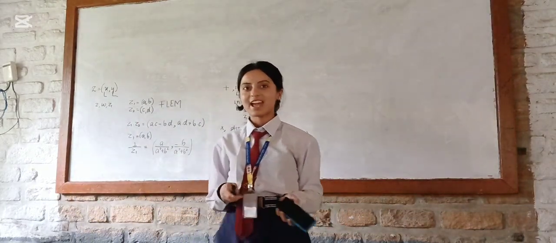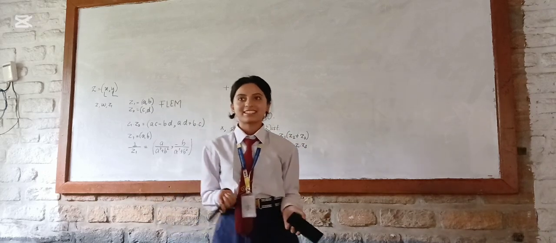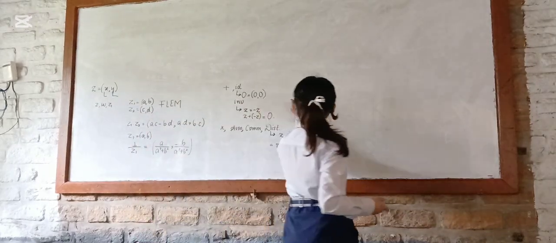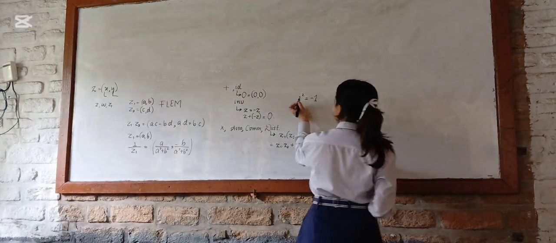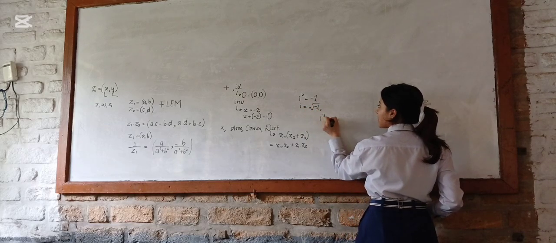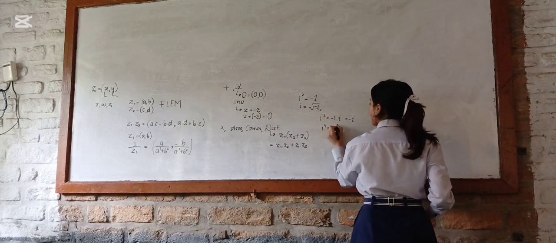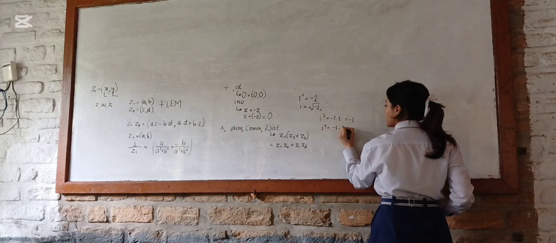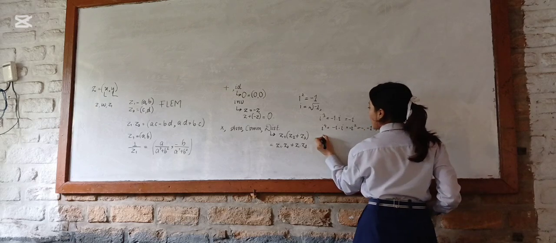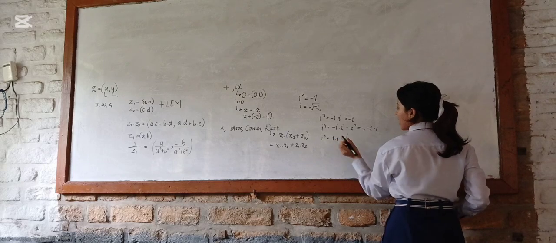The imaginary unit is a complex number which has real part 0 and imaginary part 1. It is denoted by i and it is read as iota. The powers of i are: i squared equals -1, so that i is root under -1. i cubed is -1 into i, which is -i. i to the power 4 is -i into i, which is -i squared, which is minus into -1, that is 1. i to the power 5 equals 1 into i, which is i.